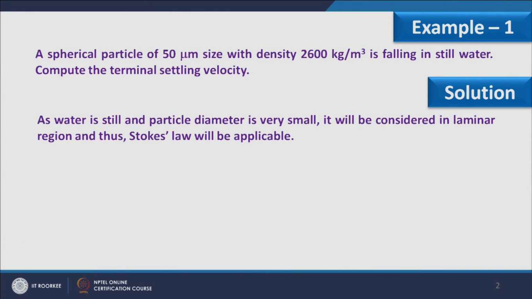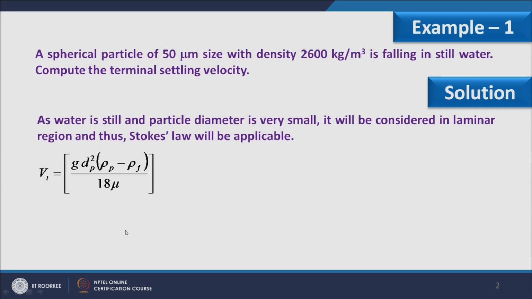How? Here you see the particle diameter is 50 micrometer, so that is very small. When we consider a very small particle, it is usually falling in laminar zone. If you remember the Stokes Law application, there we discussed that small fine particles and microorganisms all follow the Stokes Law. It means they fall in laminar zone. So as water is still and particle diameter is very small, it will be considered in laminar region, and therefore Stokes Law will be applicable.